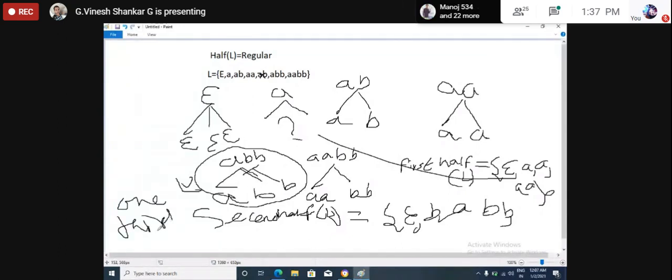Middle 1/3 is there, last 1/3 is there. If it is coming in the middle, you write it in the middle. If it is coming in the last, write it last. That's it. So this is the 1/3 property, half property, first half property, second half property. All these many properties you have done.